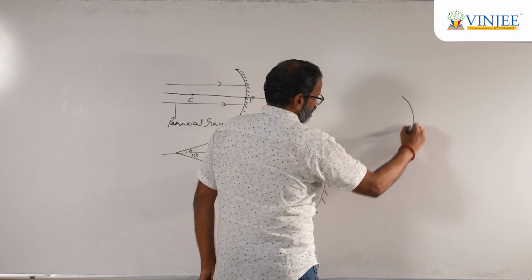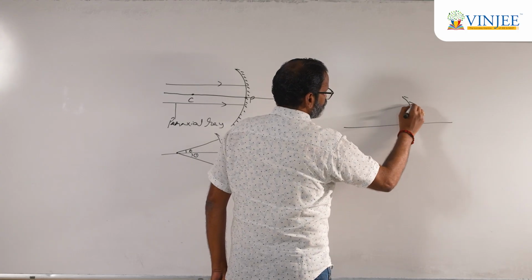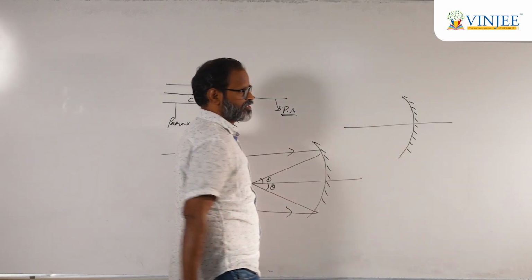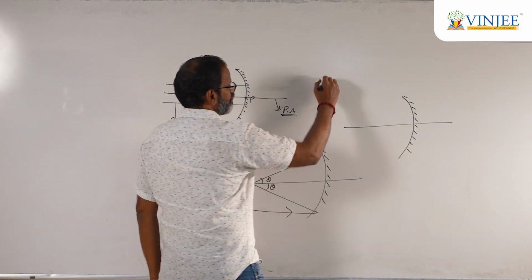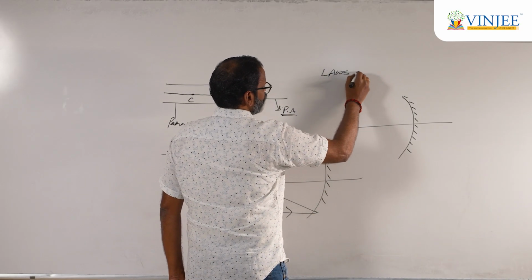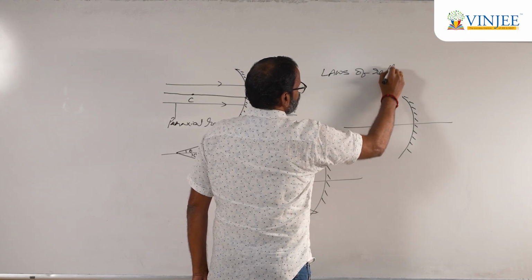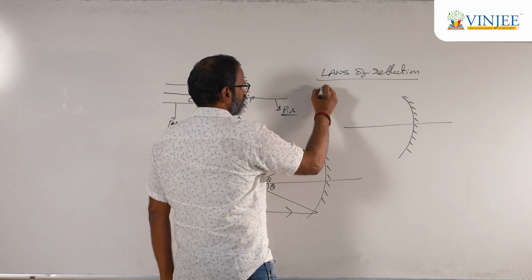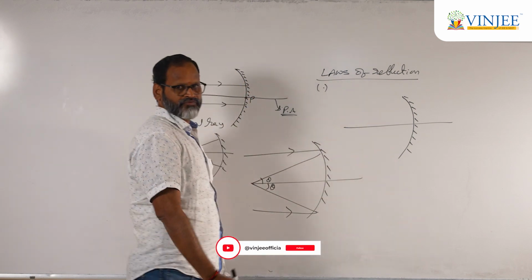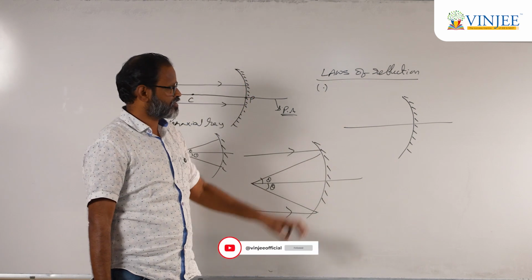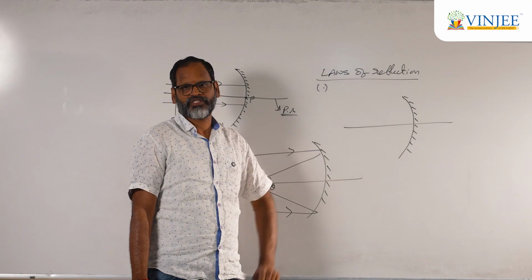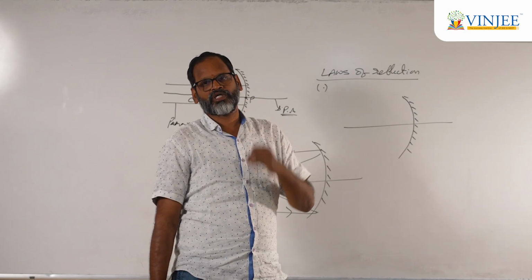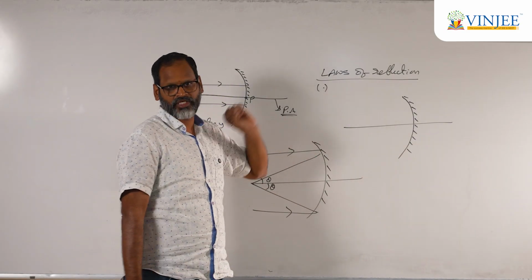Now this is the concave mirror. When a parallel beam of light is incident, before we go to that, I would like to explain the laws of reflection. First, all of us know that the incident ray, reflected ray and normal drawn to the surface lie in the same plane.